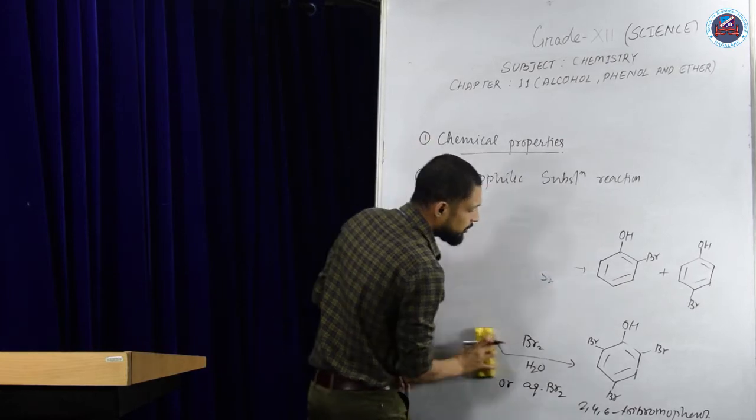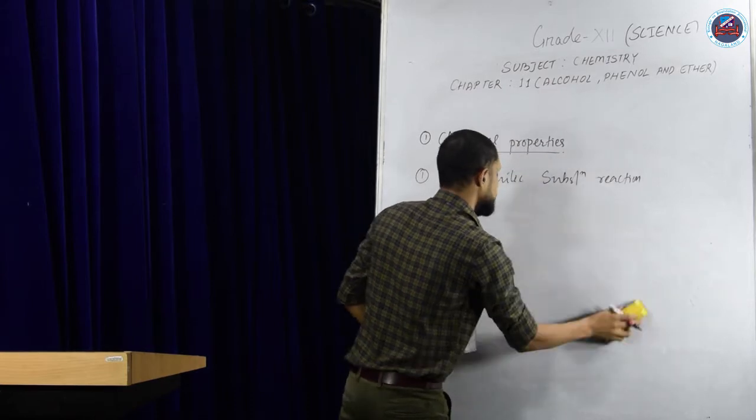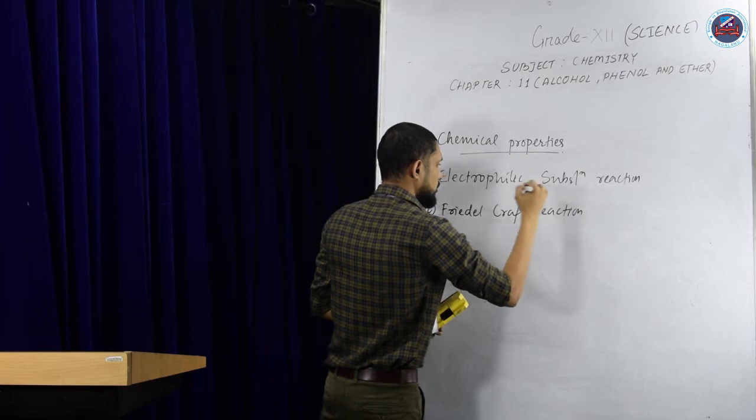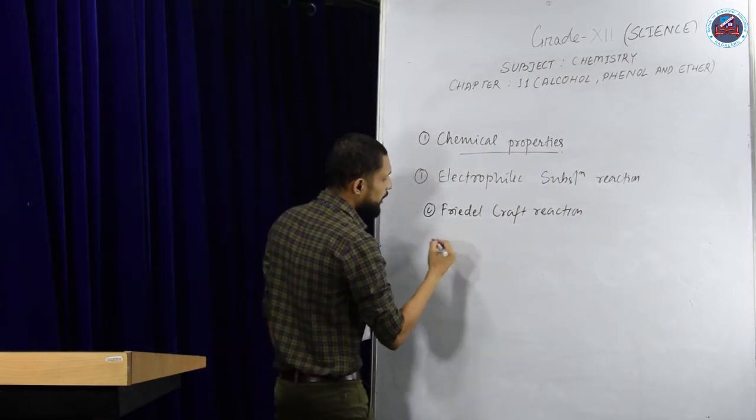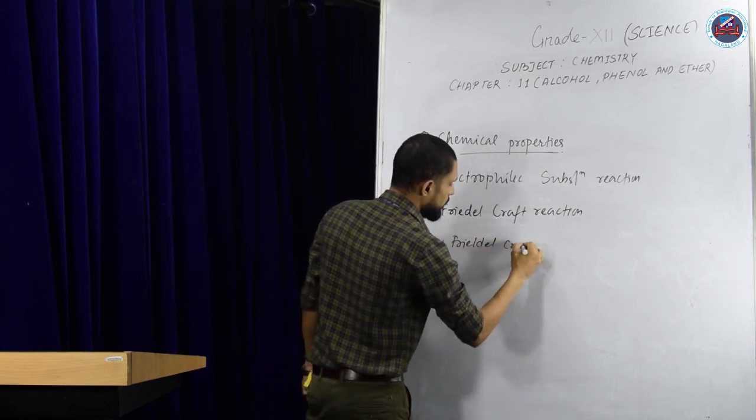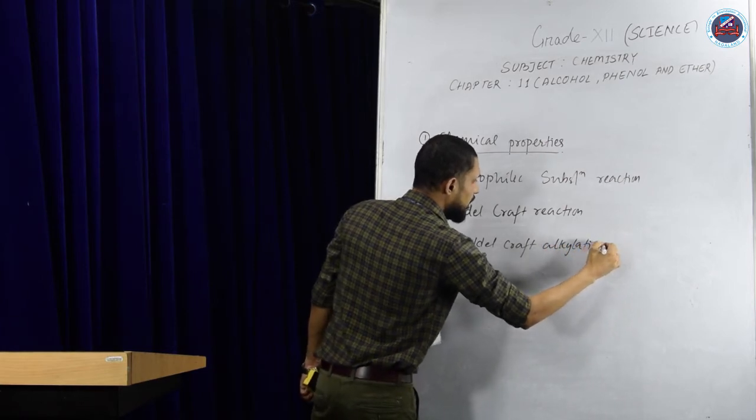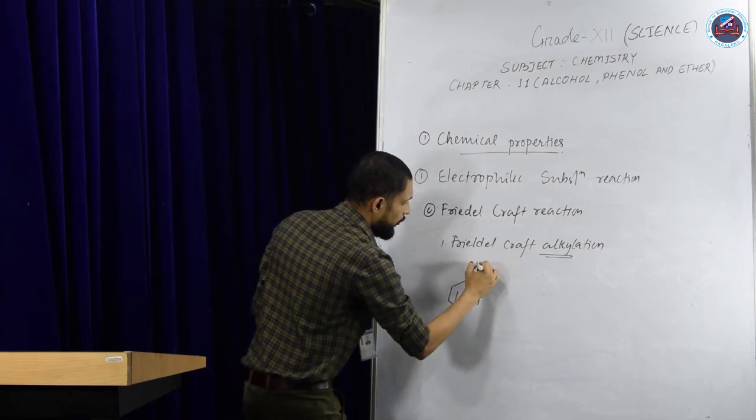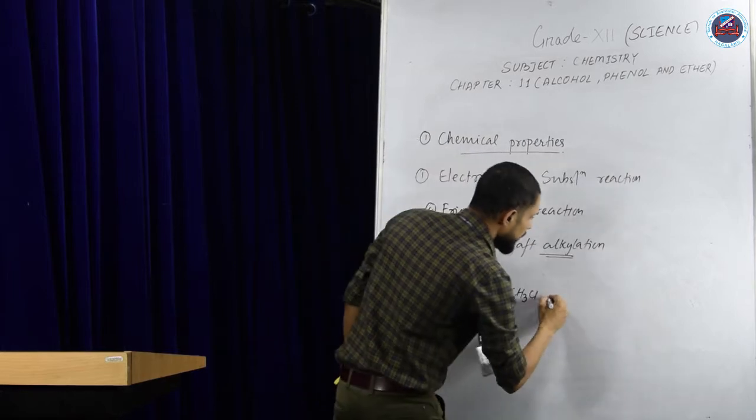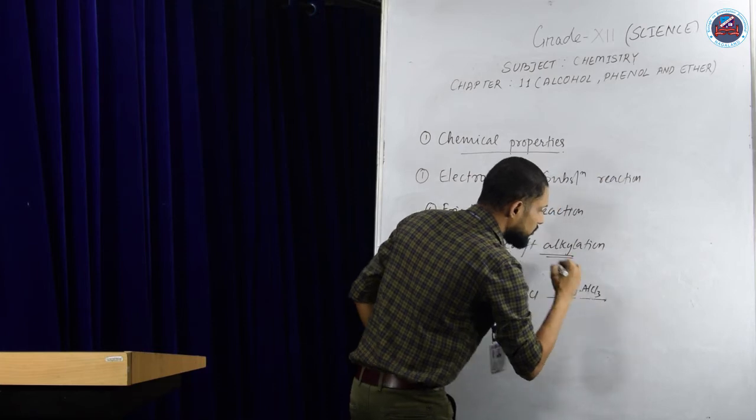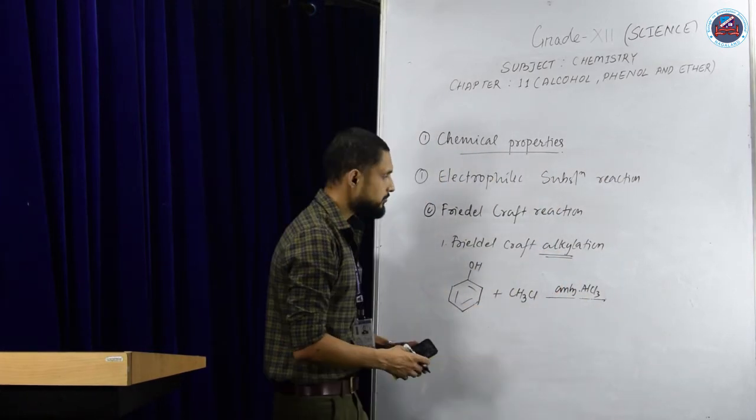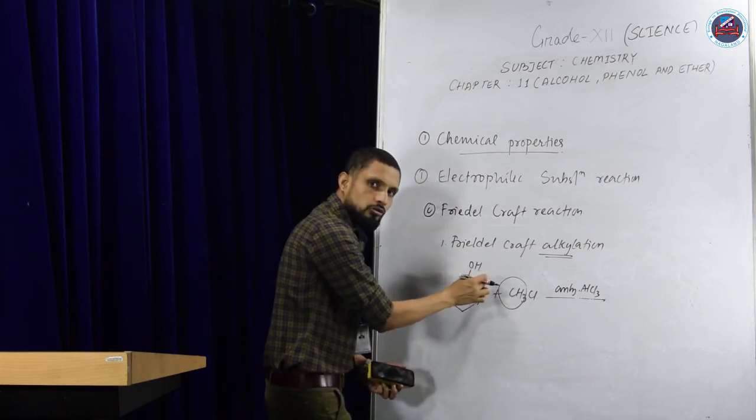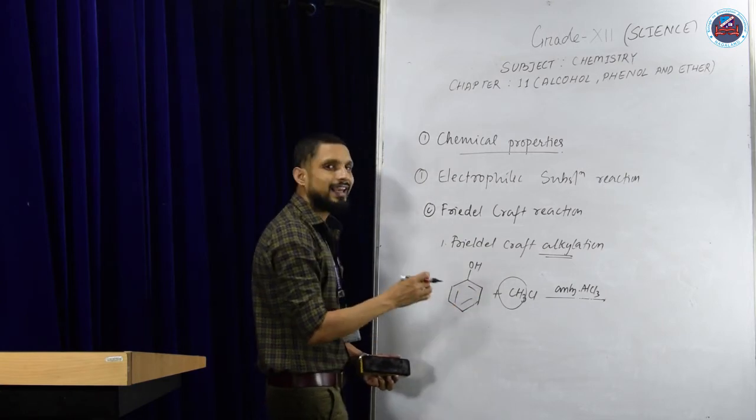Next electrophilic substitution reaction is Friedel-Crafts reaction. There are two types of Friedel-Crafts reaction, that is Friedel-Crafts alkylation. In Friedel-Crafts alkylation, we add alkyl group. So phenol will react with an alkyl halide, CH3Cl, in presence of anhydrous aluminum chloride, which will act as Lewis acid. So the electrophile here is the methyl group, that is CH3. So CH3 will attack position 2 or position 4. That means we'll get two products.